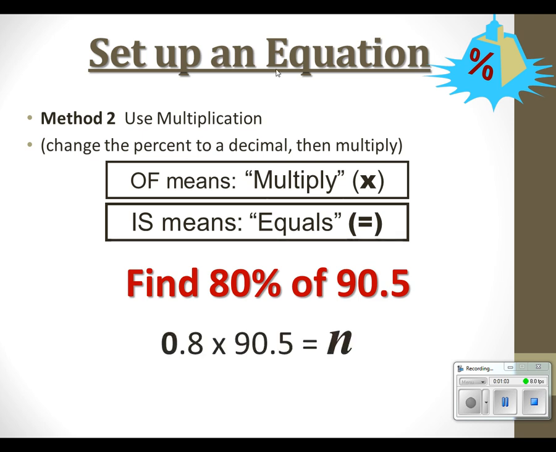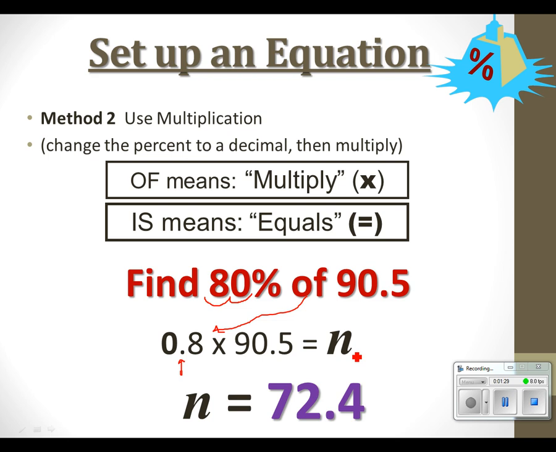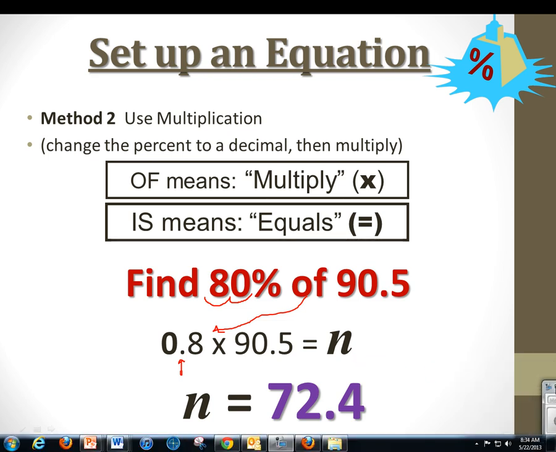So you change 80% to a decimal by moving it over 2 places. 1, 2. How far does the decimal move? 1, 2. It moves over 2 places to the left. It always moves over 2 places. So now it's right there. And then of means multiply, and 90.5. And there you go. It's very, very simple. Very simple indeed to solve these problems.